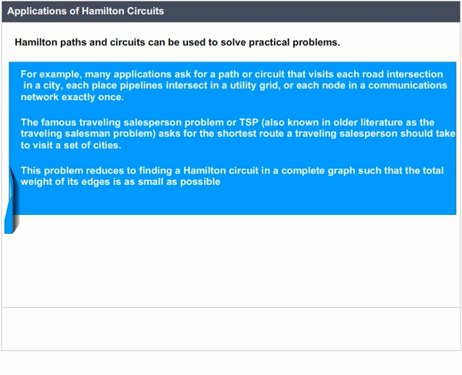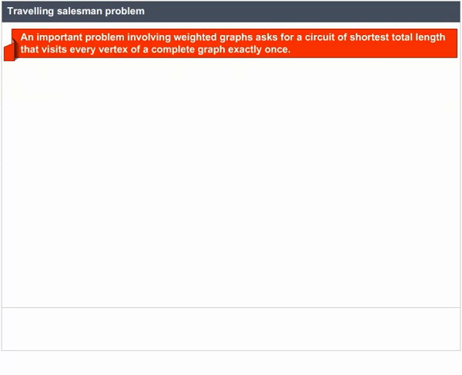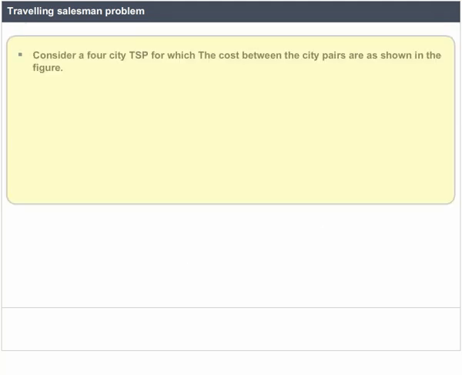Traveling salesman problem. An important problem involving weighted graphs asks for a circuit of shortest total length that visits every vertex of a complete graph exactly once. This is the famous traveling salesperson problem, which asks for an order in which a salesperson should visit each of the cities on the route exactly once so that he travels the minimum total distance. Consider a 4-city TSP for which the costs between the city pairs are as shown in the figure.